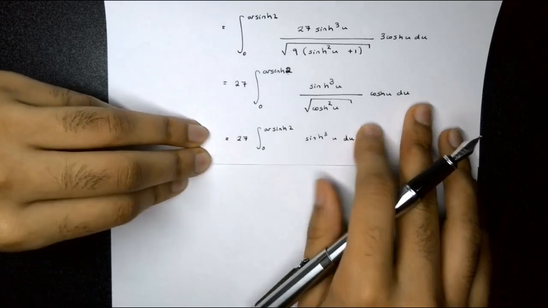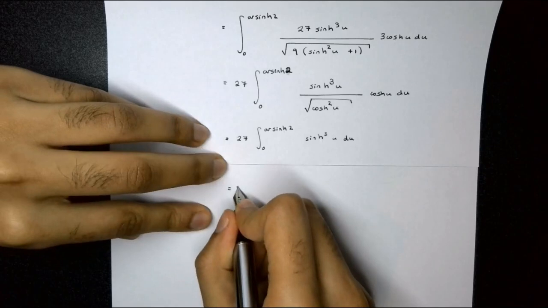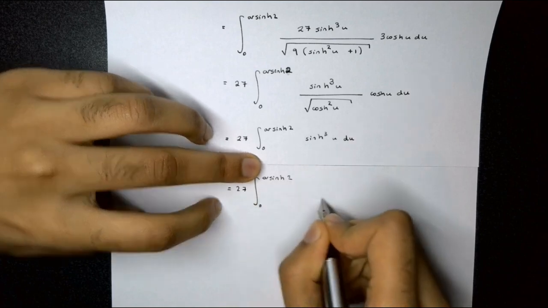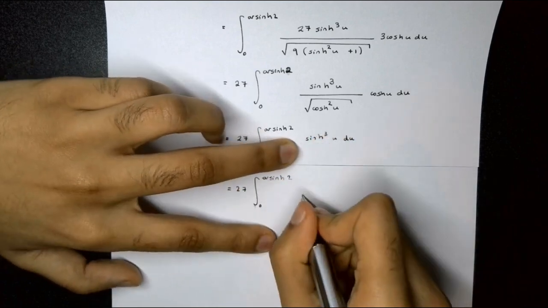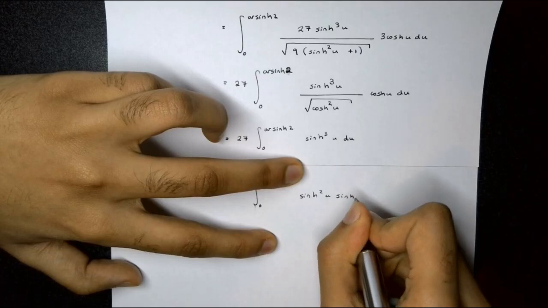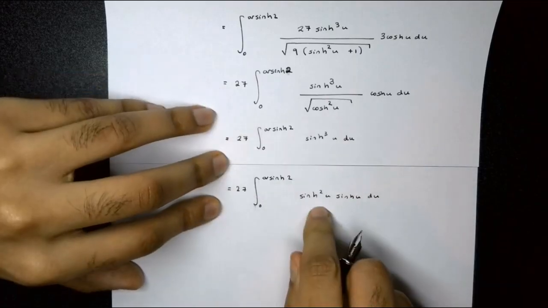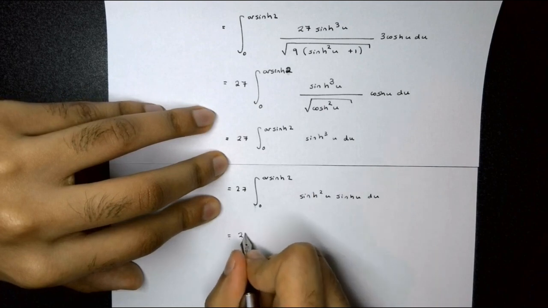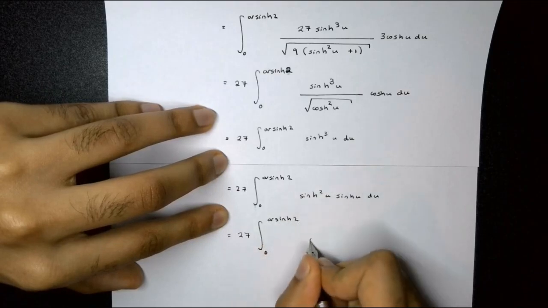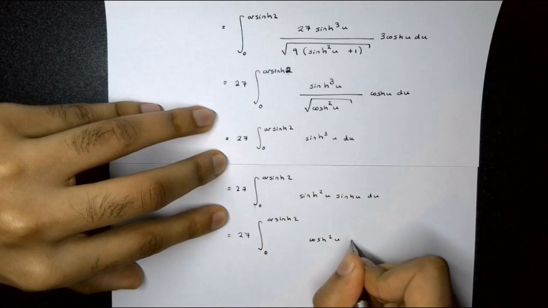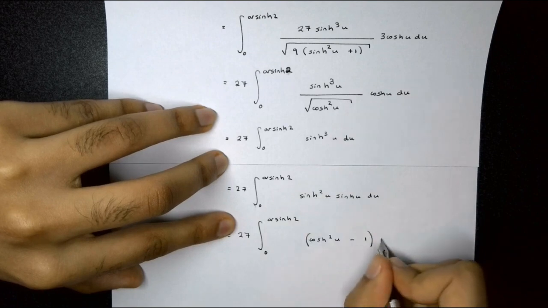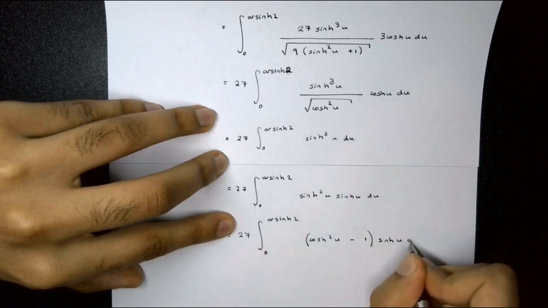So now, as we saw in a previous example, we can tidy this up. So we've got 27 lots of the integral from 0 to the inverse hyperbolic sine of 2 of sine cubed, which I'm going to rewrite as hyperbolic sine squared times by hyperbolic sine. Now this we can replace. So we've got 27 lots of the integral from 0 to the inverse hyperbolic sine of 2 times by hyperbolic cosine of u squared minus 1, which is what hyperbolic sine squared of u is, times by hyperbolic sine of u du.